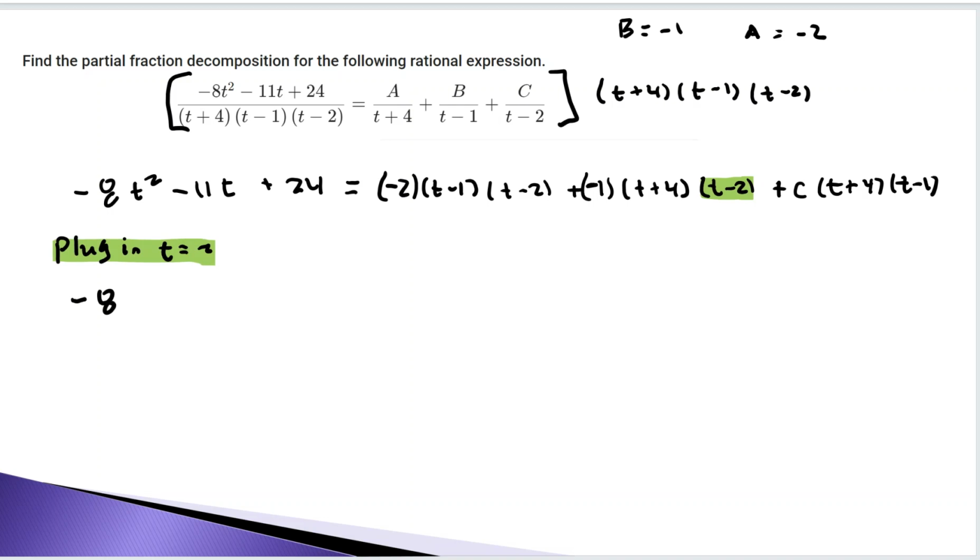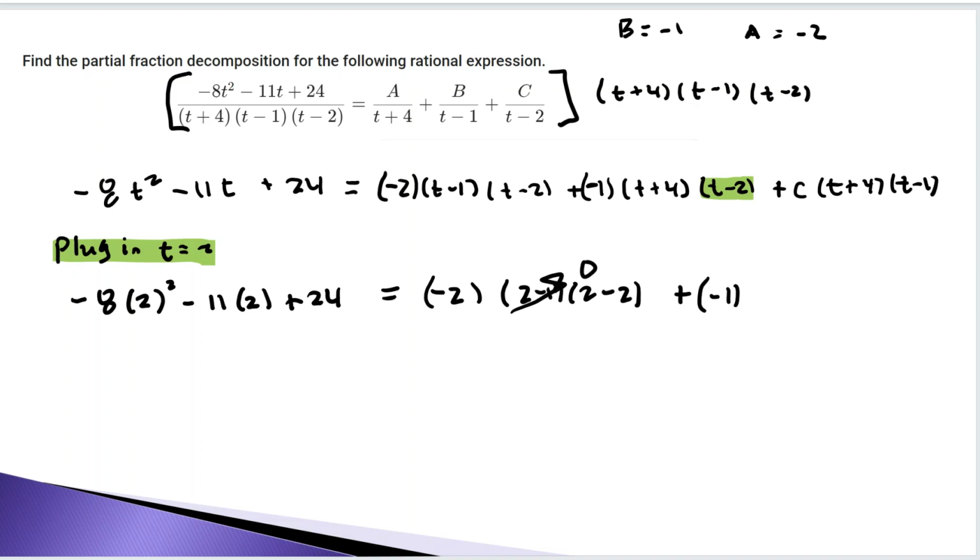So negative 8 times 2 squared minus 11 times 2 plus 24 equals negative 2 times negative 2 minus 1 times negative 2. Oh, I should be plugging in positive 2: 2 minus 1 times 2 minus 2. Let me check that right side. Positive 2 squared, positive 2. I'm good there. So that one goes away to 0.